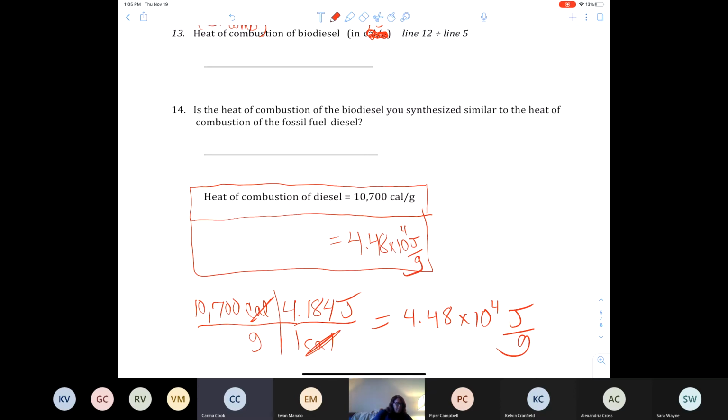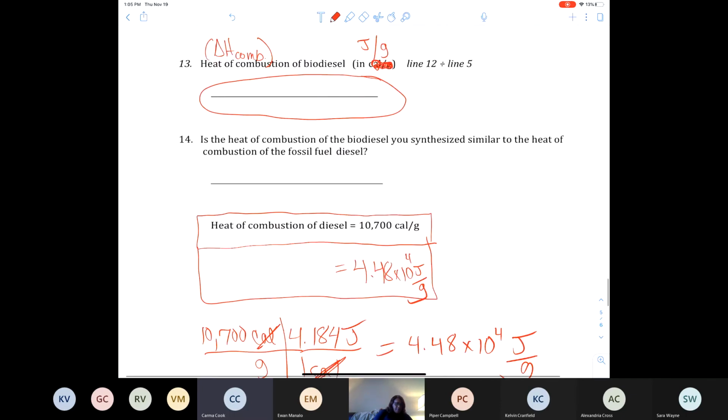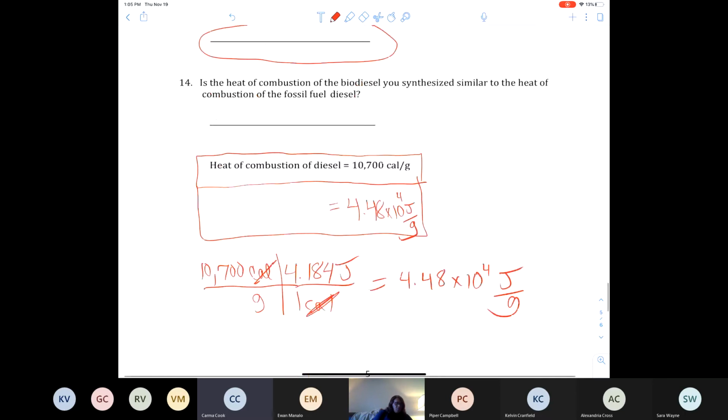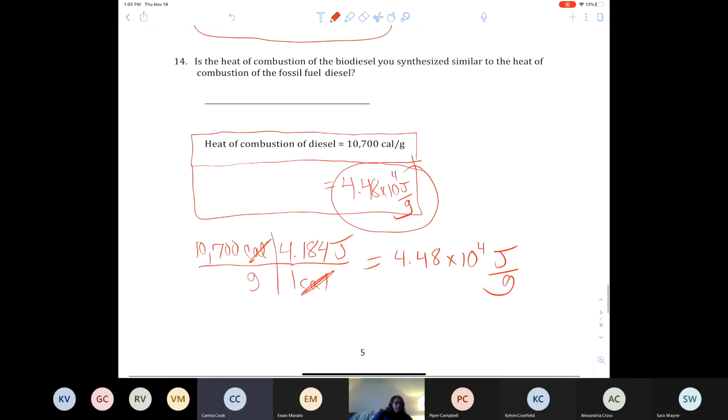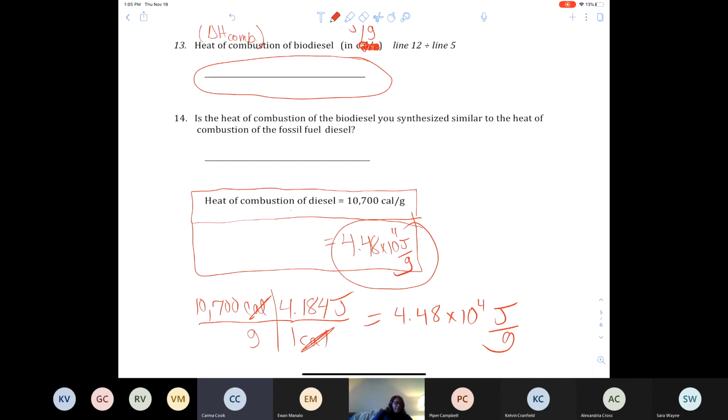So you want to compare your value in joules per gram to the known value for the heat of combustion of fossil fuel diesel in joules per gram and see how they compare. That will let us know whether the heat of combustion for biodiesel is similar to that for fossil fuel diesel. And if so, then biodiesel can be a logical alternative for fossil fuel diesel.